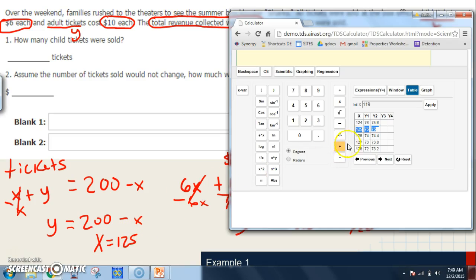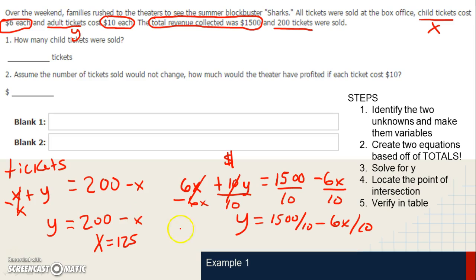And y equals 75. X is child tickets. So how many child tickets? 125. Y is adult tickets. Did they ask for that? No, they didn't, so it doesn't matter. So we have located the point. We verified it in the table. There is our answer. Good.